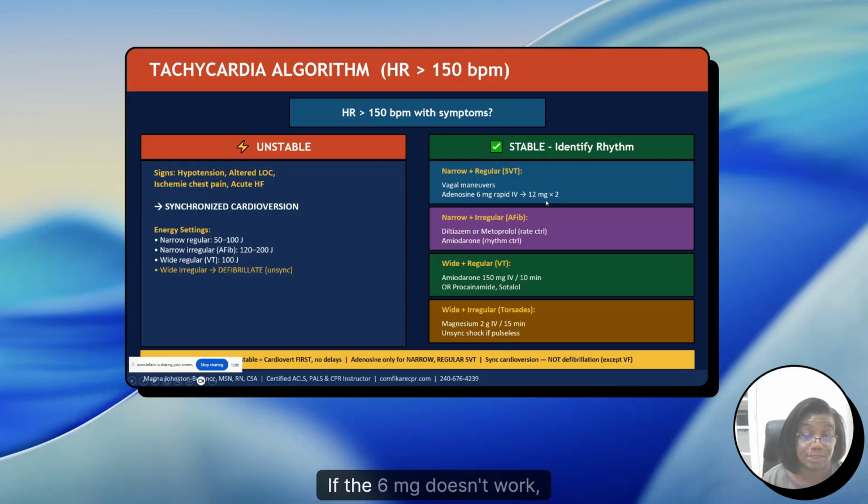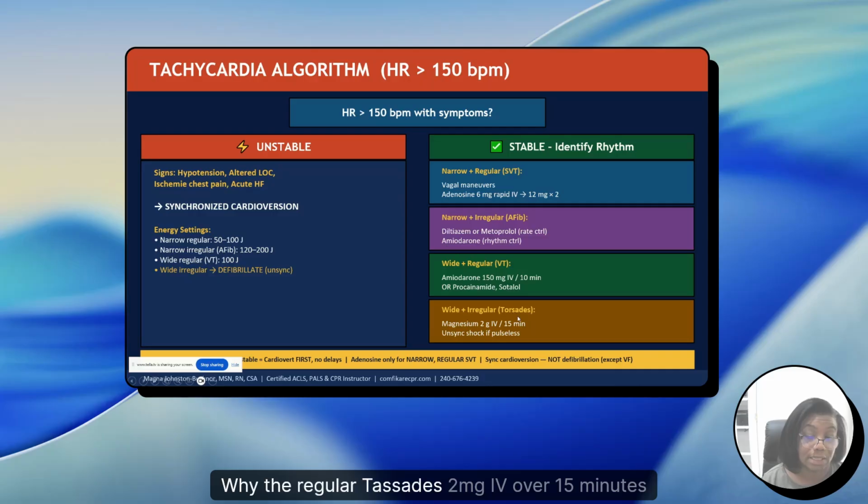Now, stable tachycardia. Narrow regular SVT: vagal maneuvers, adenosine 6 milligrams rapid IV, 12 milligrams if the 6 milligrams doesn't work. Narrow irregular AFib: diltiazem or metoprolol for rate control, amiodarone for rhythm control. Wide regular VTAC: amiodarone 150 IV over 10 minutes, or procainamide and sotalol can also be used. Wide irregular Torsades: magnesium 2 grams IV over 15 minutes, and unsynchronized shock if pulseless.